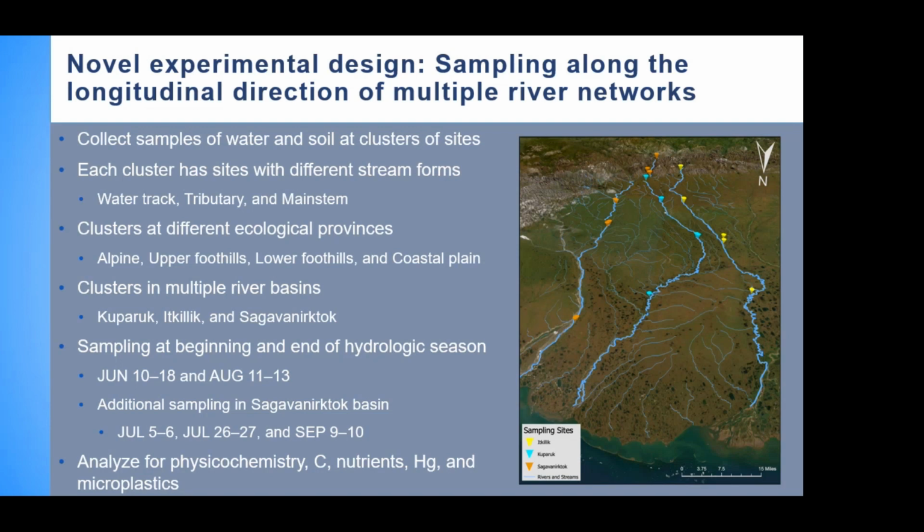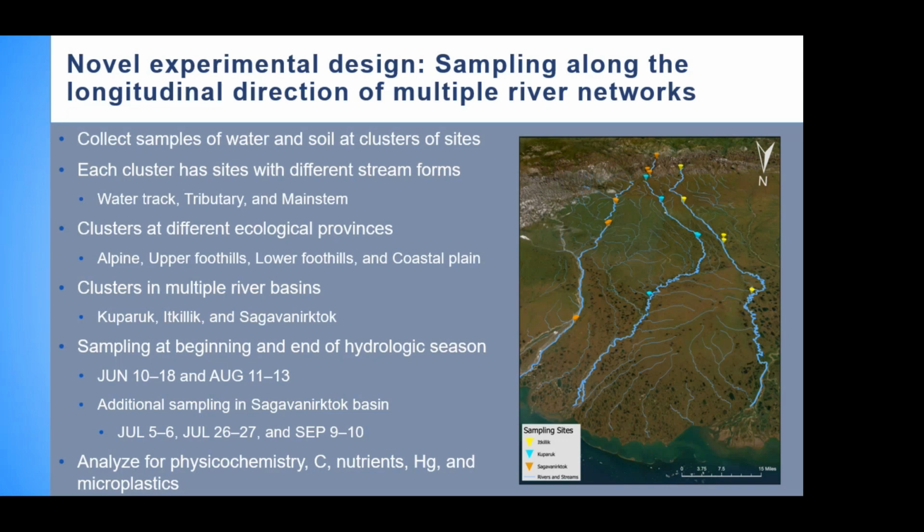So we sampled along the longitudinal direction of flow. So we thought about where water came from. It came from hill slopes in these water tracks, and that water would eventually run into a tributary, and that tributary would eventually run into the main stem, and the main stem would eventually flow into the Arctic Ocean. So we took samples along that flow direction.